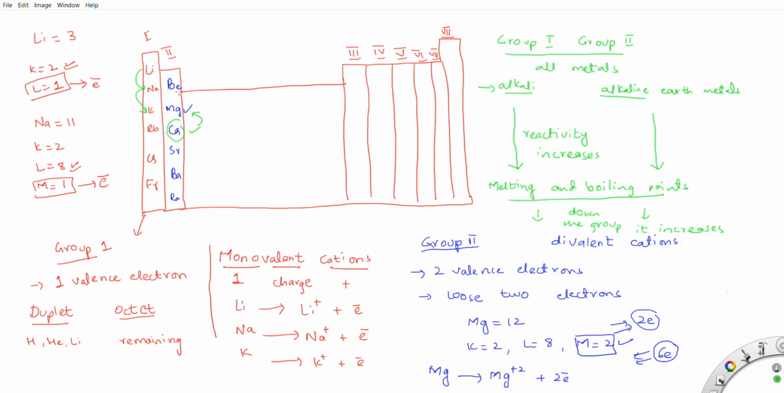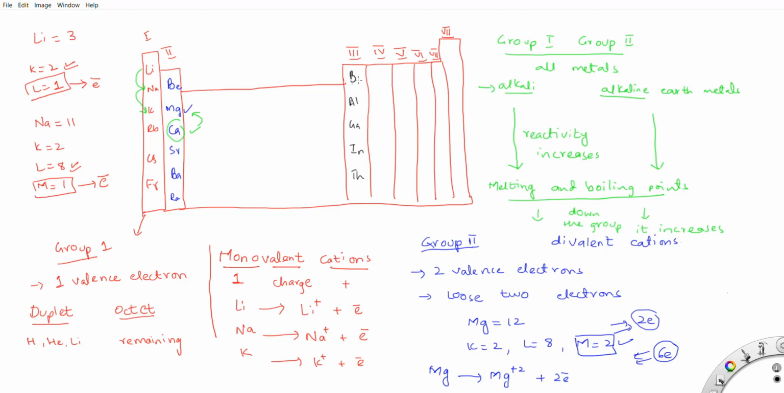Now, moving towards the other periods, same goes for group 3. If you are working with group 3 elements, let's say we are working with group 3 elements. Group 3 has boron, aluminium, gallium, indium, thallium. So if we are working with group 3 elements, what is the scenario?